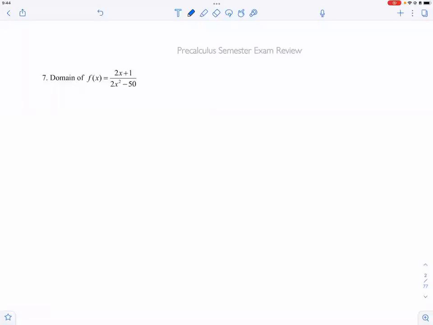All right, so next up for question number 7. Okay, we finished number 1 through 6. So now we look at question number 7. It simply asks for the domain for f of x, and f of x is a fraction.